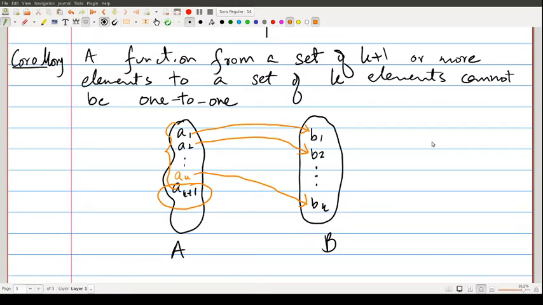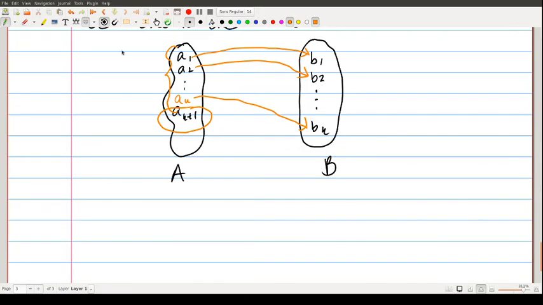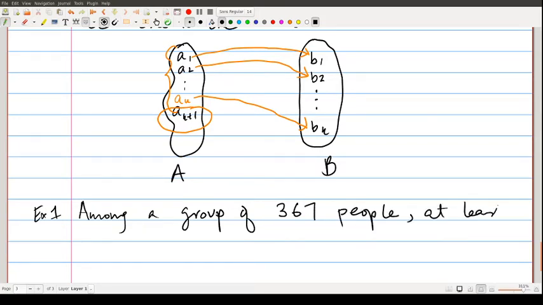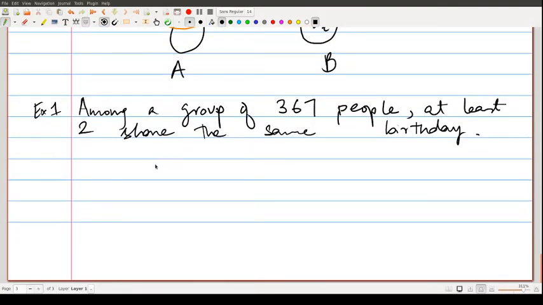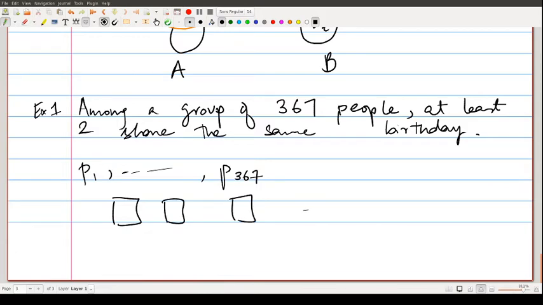Okay. Alright, so here's a question then. Let's suppose, or rather, it is a statement. So example one: among a group of 367 people, at least two share the same birthday, right? And this is simple. This is just the application of the pigeonhole principle, because if you think about the people as objects, so people P1 to P367, and you have dates available to you, which is about a total of 365 dates, right?